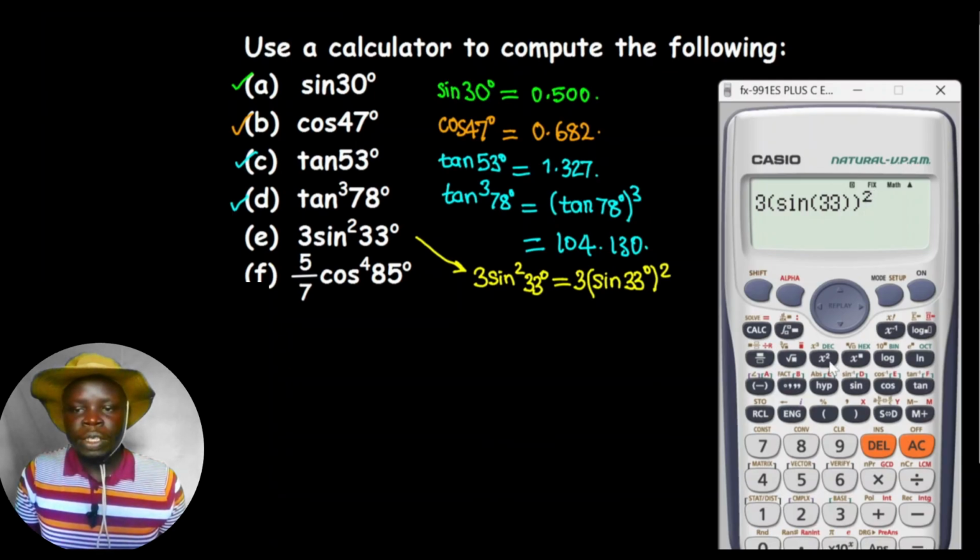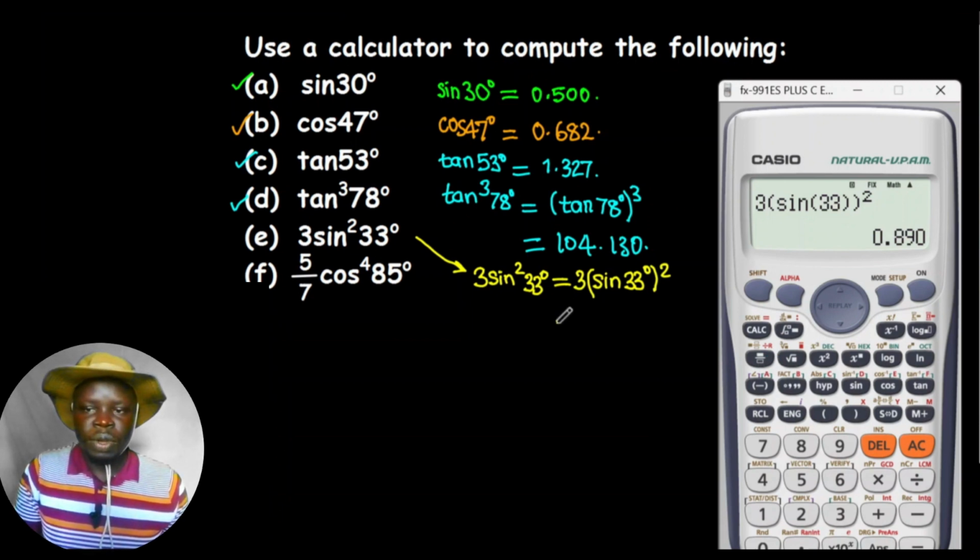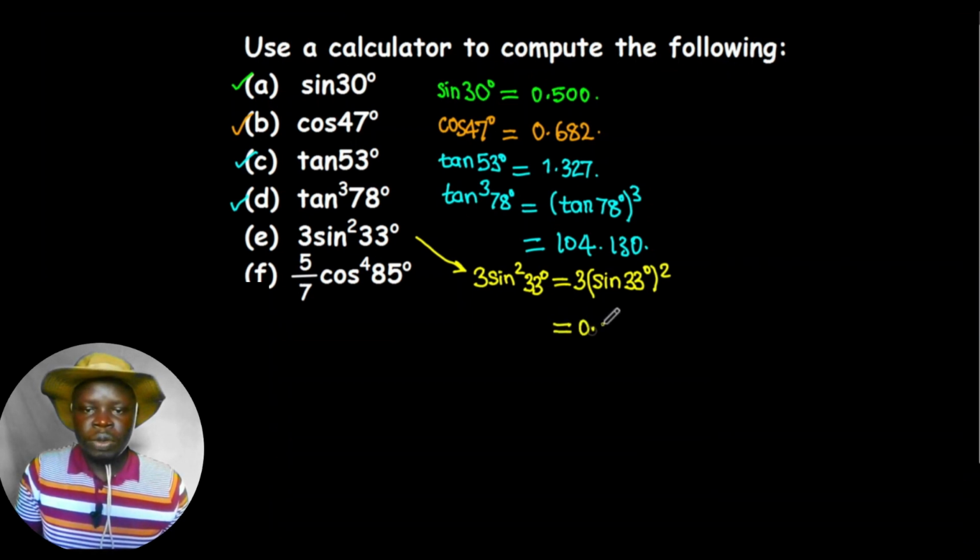After all, we have some button here for exponent 2. You can press this directly, and you get your 2 written there by default. So when you press this equal sign button, we get our result here, and that is 0.890. So let's put it also down here, 0.890. So that is the answer for this.